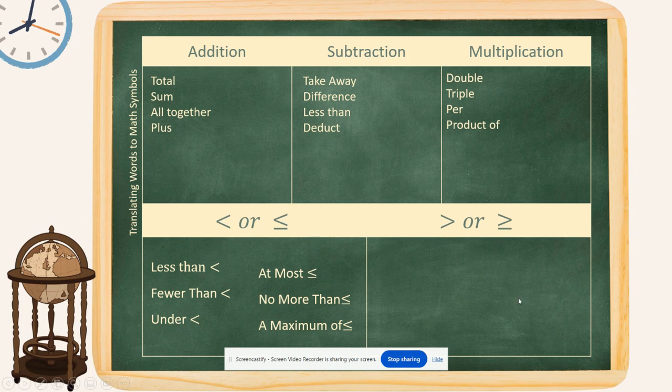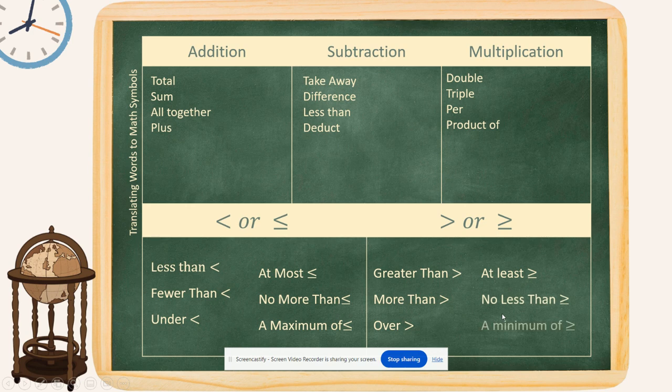Same kind of thing applies for the greater than or equal to. Greater than, more than, and over all represent strictly greater than. At least, no less than, and a minimum of represent our greater than or equal to. So take a second and get those down. Go ahead and pause the video if you need to, to familiarize yourself with them. And of course, you can always use your notes on the worksheet and on the test to identify what you're probably going to use.